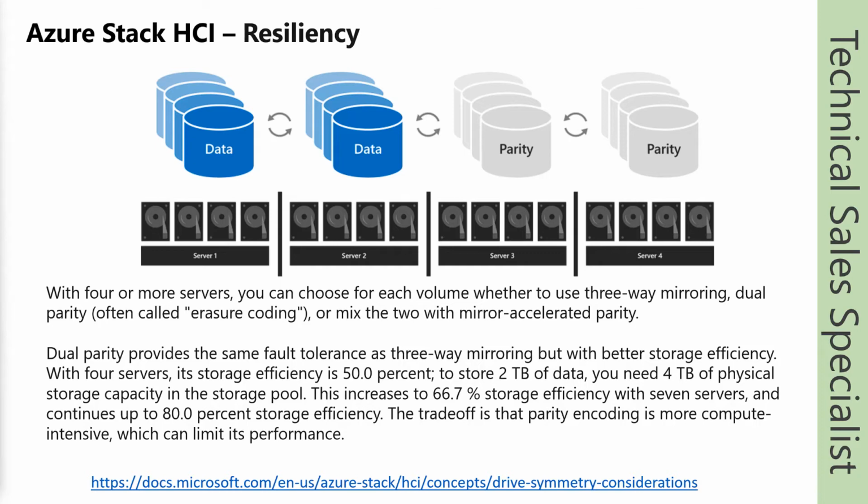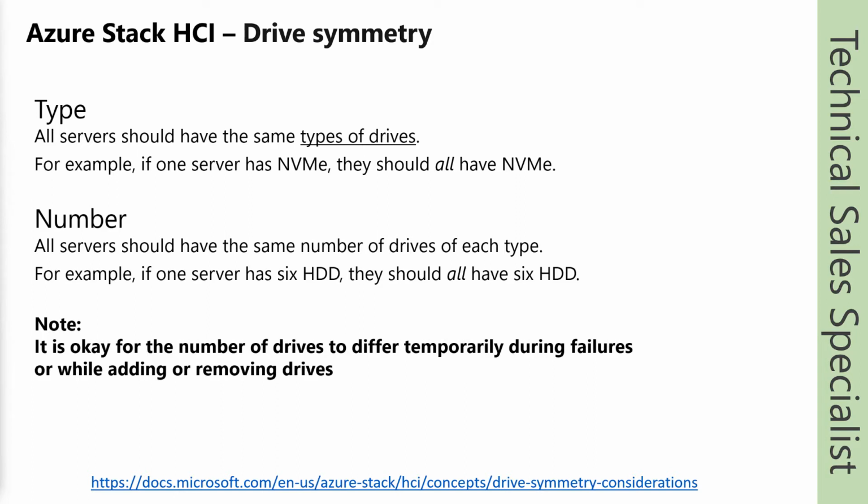Yeah, when we look at the drive symmetry, we already discussed this. Then we have the clear statement that the servers should have the same type of drives. For example, if one server has NVMe, they all have to have NVMe's. They have to have the same number of drives in each server. But for sure, if one drive fails, it might be temporarily the situation that we have a different number of drives till the failed drive is replaced.